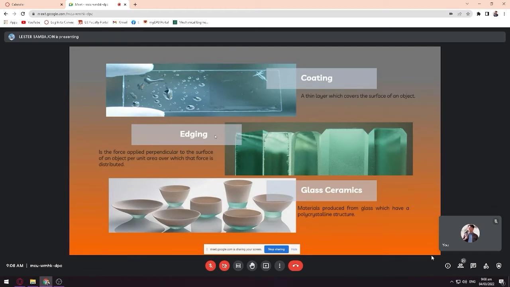Next would be glass ceramics. Now, materials produced from glass which have a fully crystalline structure. Most offer advantages of low thermal expansion, making them suitable for uses such as cookware. Others have high physical strength and can be machined like metals. So yung glass ceramics, probably makikita natin to in kitchenwares, yung mga bowls natin which pwedeng i-microwave.